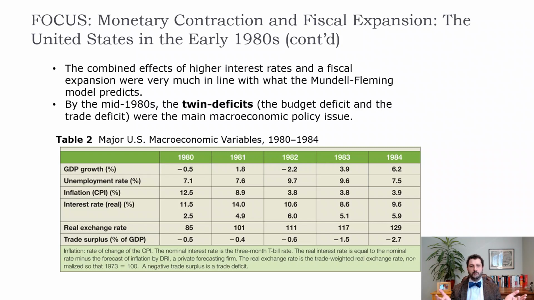So the good news for the domestic economy was that GDP growth had really recovered by 1984, the unemployment rate was coming down, inflation was low, but at the same time, we had these twin deficits, right? And these twin deficits were the budget deficit, because of the increase in spending and the decrease in taxes, and the trade deficit. And they were very well predicted by the Mundell-Fleming model.